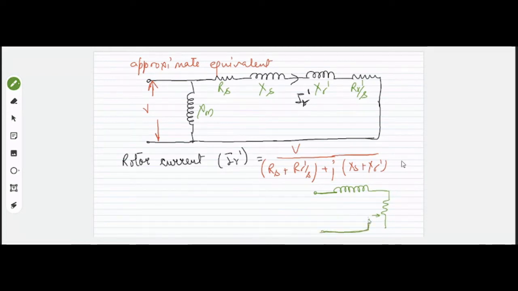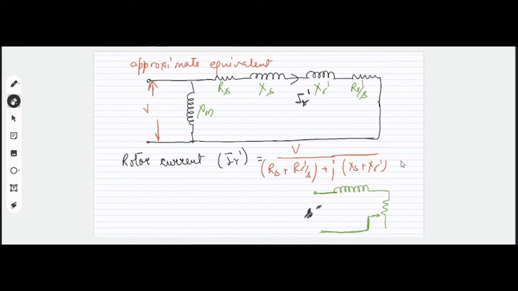Of course, slip is associated with the reactance, as slip is the term associated with the frequency, right? Slip is just a frequency. So if we look at the rotor side, we will see that the EMF induced on the rotor equals S times E1.